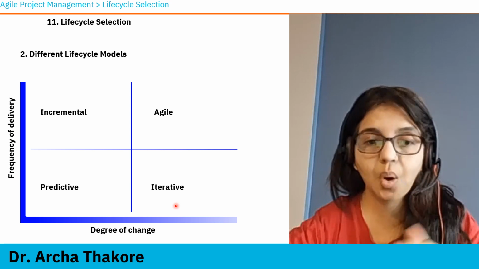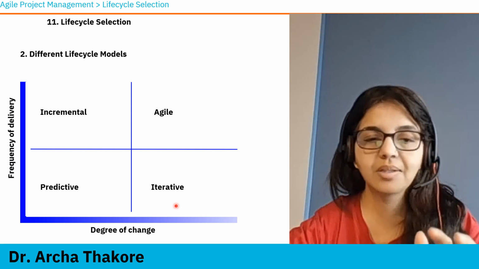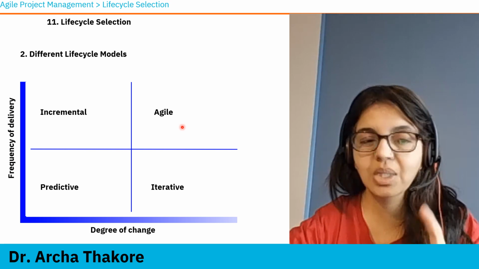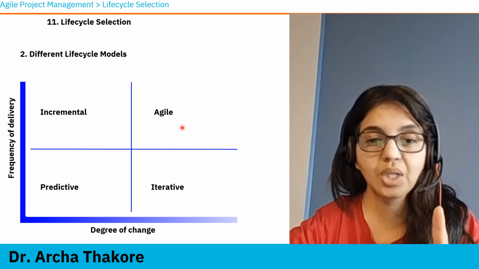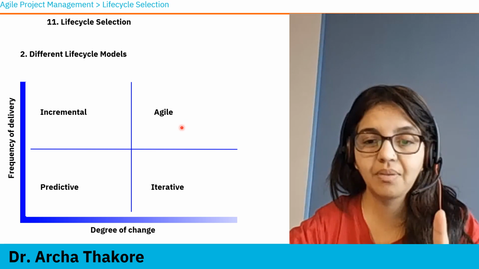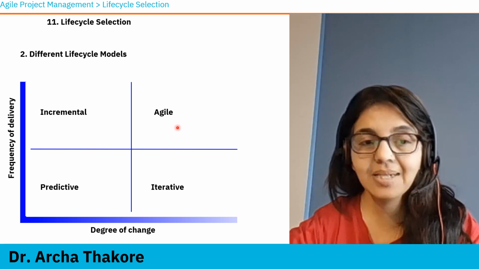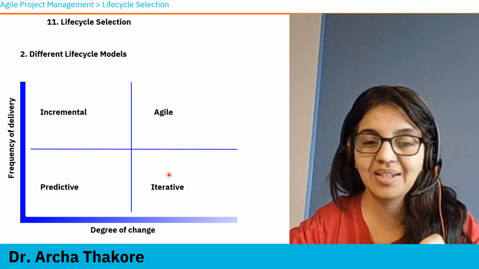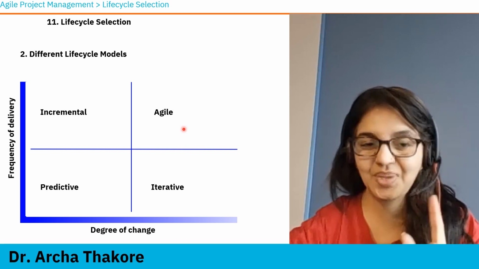Don't worry, we will talk a lot about it so you will understand what I'm saying here. And then agile, where both of these aspects are on a higher side: change is also more and the frequency of delivery is also more. And agile is the sweet spot between incremental and iterative. It's a mix of both these approaches. We'll see how.